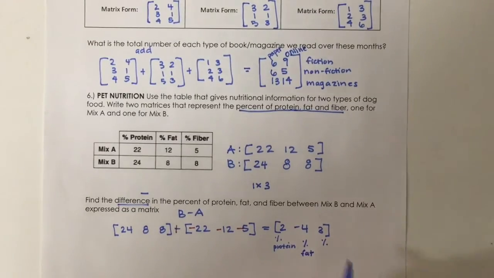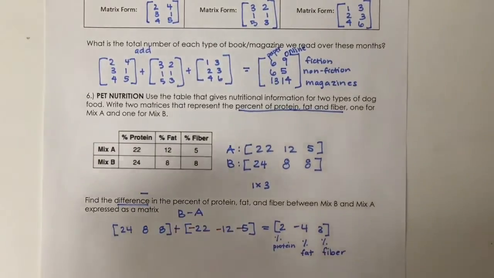And then number 3 would be the percent of fiber. And since we kept our columns all the same, we know that's exactly the difference in those percents.